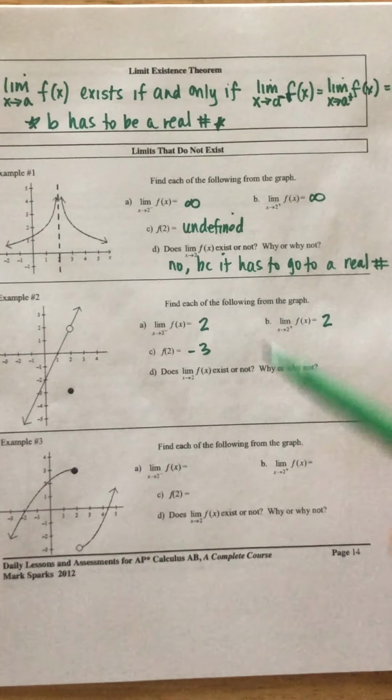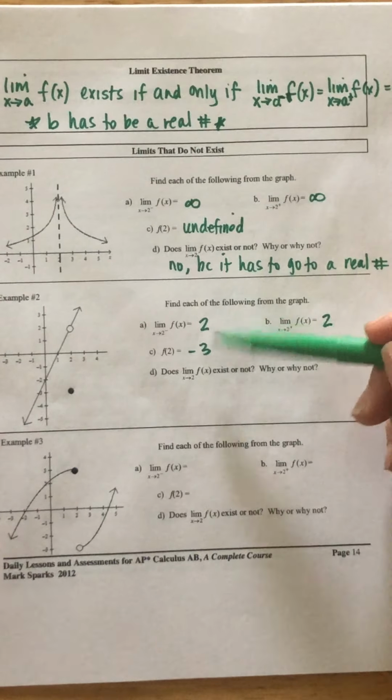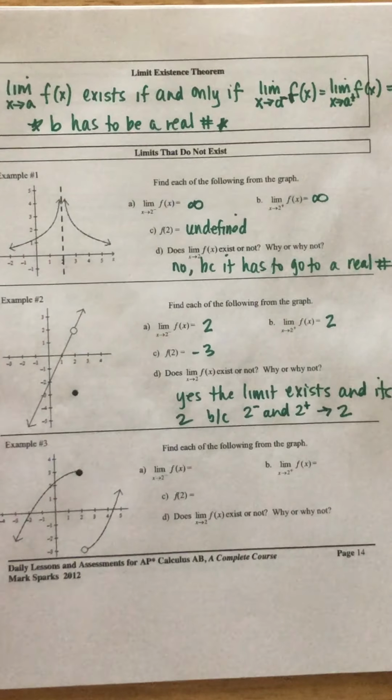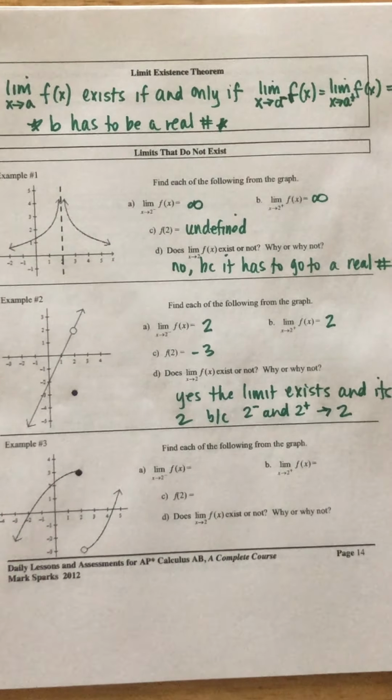So the idea is, f of 2 might have had some different value, but the limit here does exist because these two numbers match. So yes, the limit exists, and it's 2 because 2 from the left and 2 from the right go to 2. Okay? All right, so that's how you deal with a point discontinuity, right? Removable.